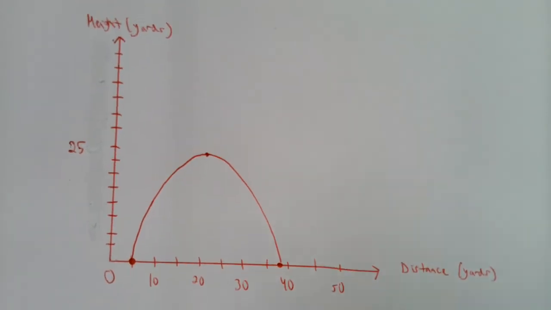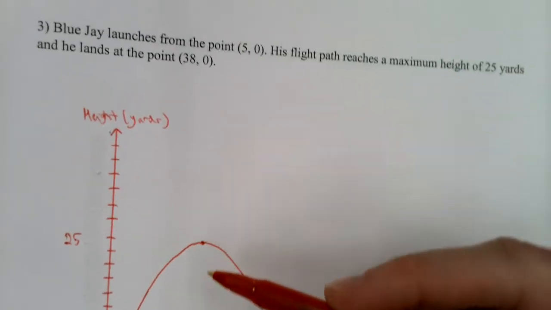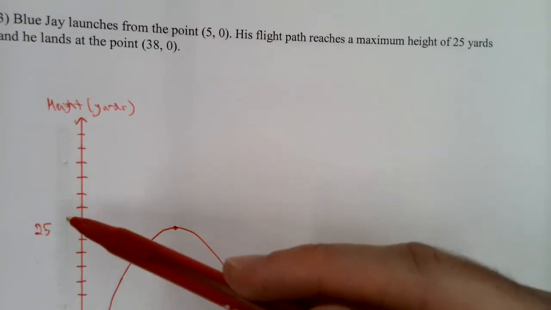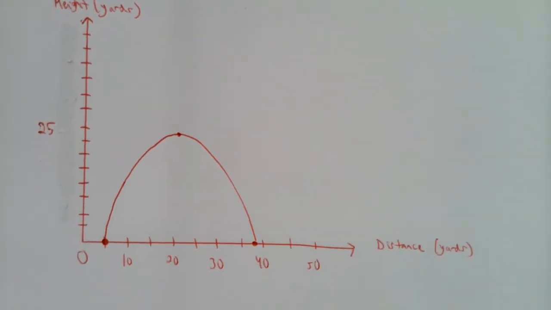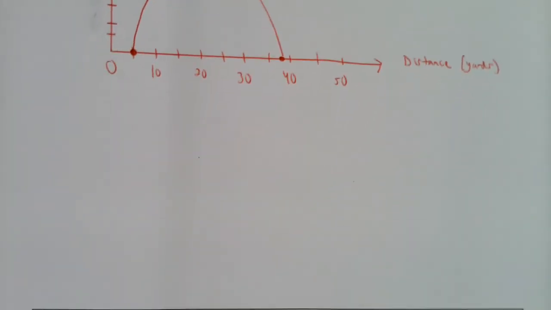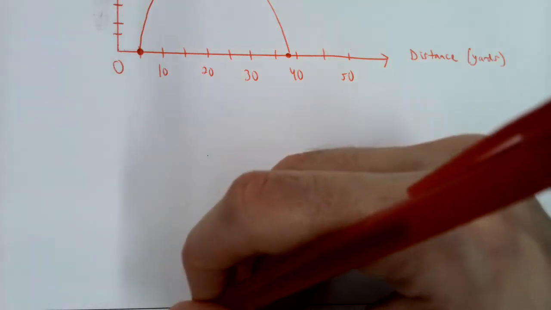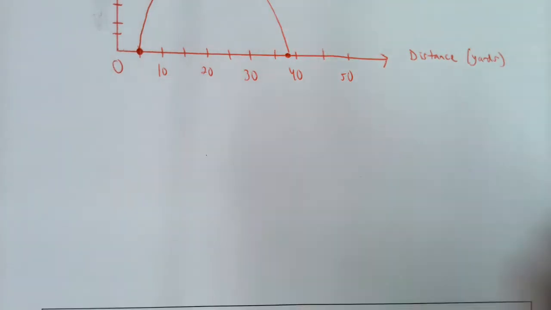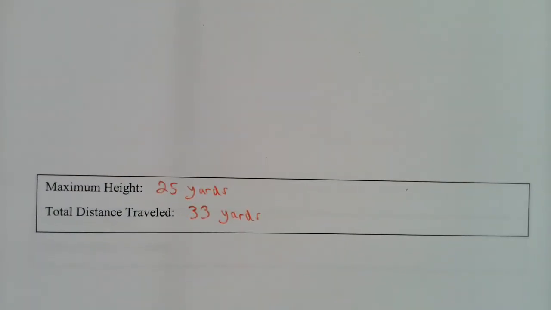And Blue Jay reaches a maximum height of 25. It says that in the directions. That's why I labeled that as 25. But again, you don't have to even do that. I'm just doing that just to show you. So the maximum height is 25 yards. The maximum height is 25 yards.